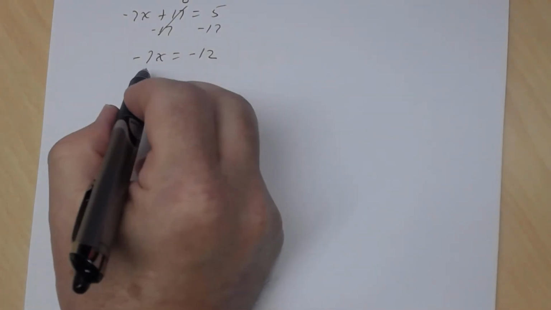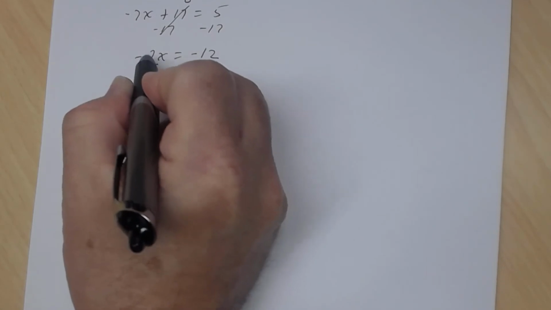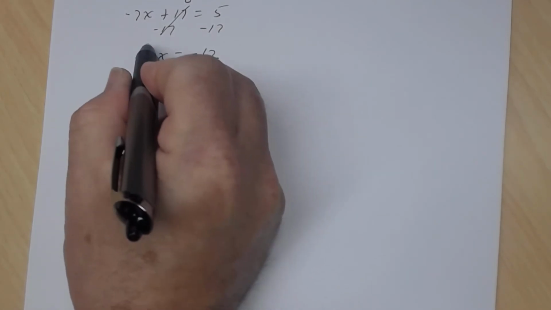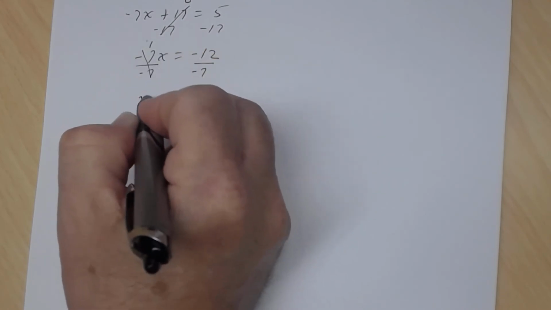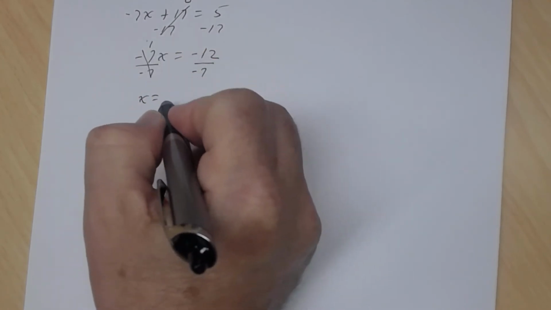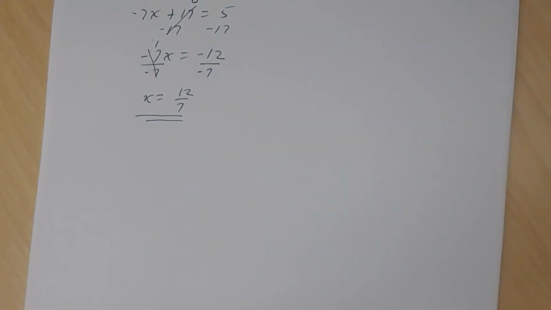And then you're going to use the multiplication property of equality, so you can divide both sides by negative 7, and then reduce and simplify. Negative 7 divided by negative 7 is 1. 1 times x is x. And then a negative divided by negative is a positive, so you get 12 sevenths. So that's your solution there.